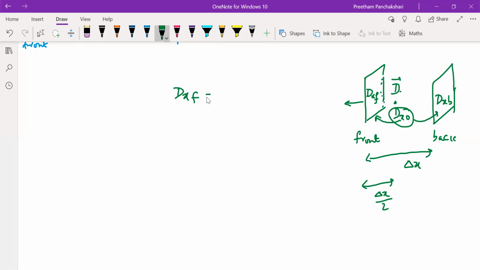So we can think this way. What we want here is Dxf, the x component of D on the front face. What we know is Dxo, the x component of D at the midpoint. So what is the value of Dxf? It depends upon the rate of change of D with respect to distance, because D changes from point to point. D changes over a distance of delta x by 2. If D is changing faster, then Dxf becomes much smaller or much larger, depending upon whether it is increasing or decreasing.